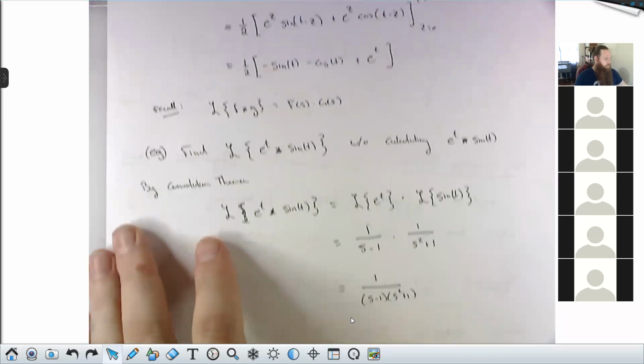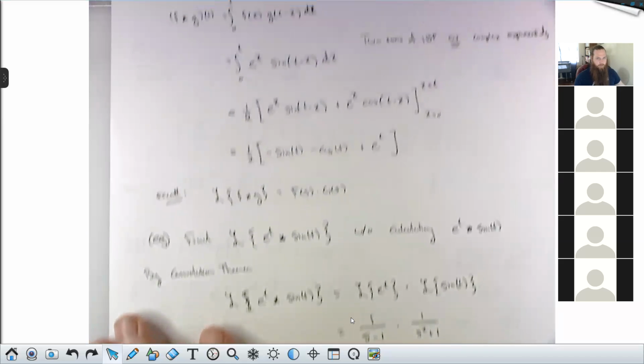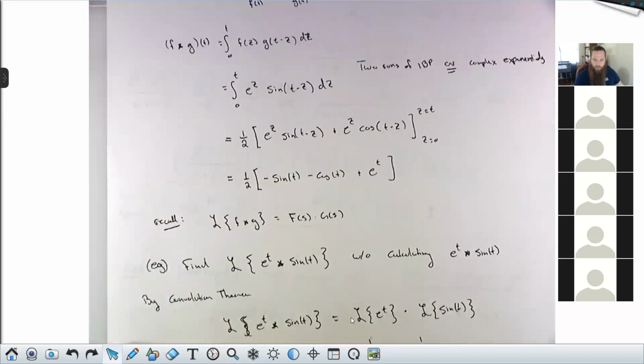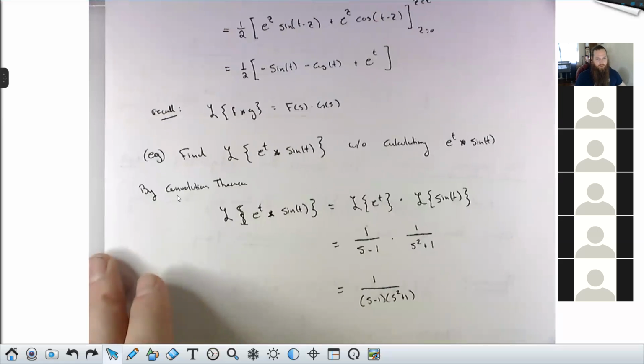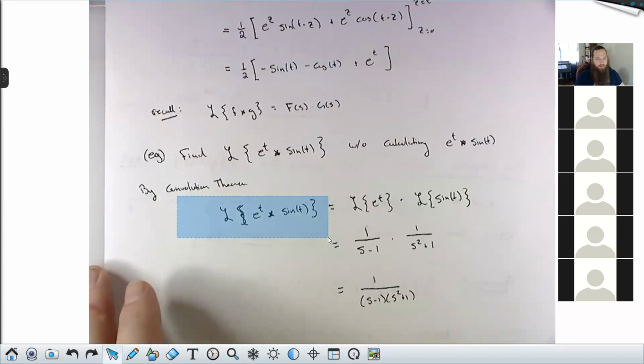The definition of the convolution operation is a little bit weird. It's a little bit wonky, but you can calculate it. It's not terribly bad. Calculating Laplace transforms of convolutions, very nice. The Laplace transform of the convolution is the product of the Laplace transforms.